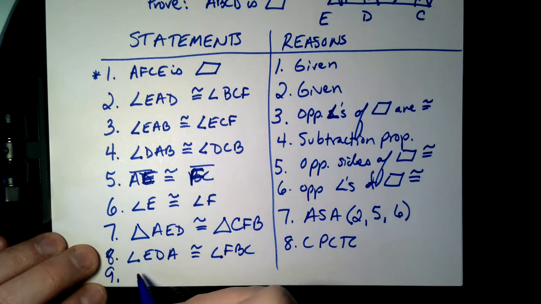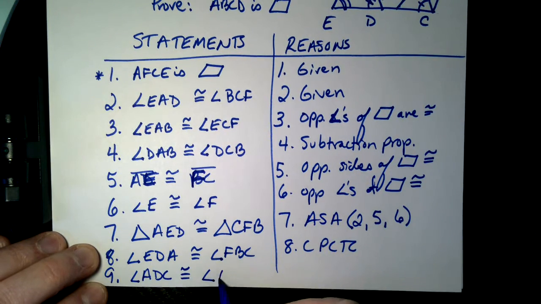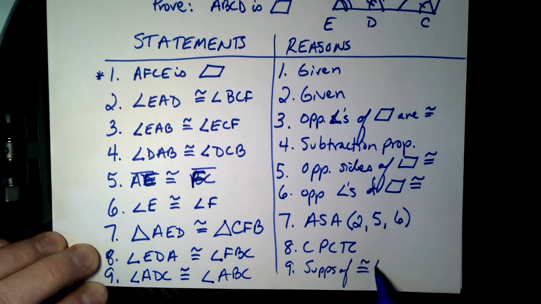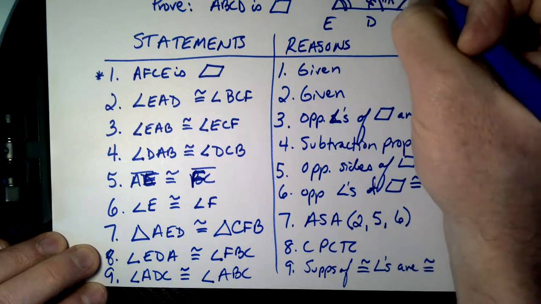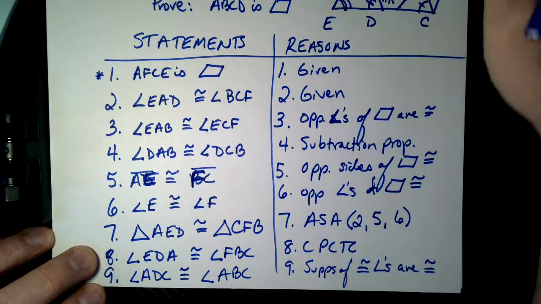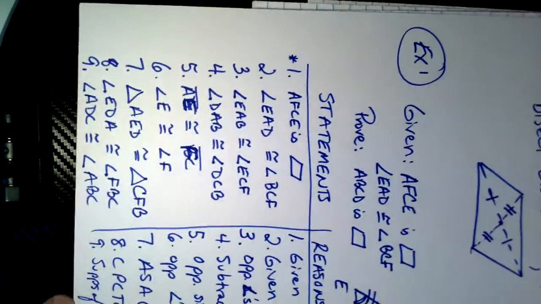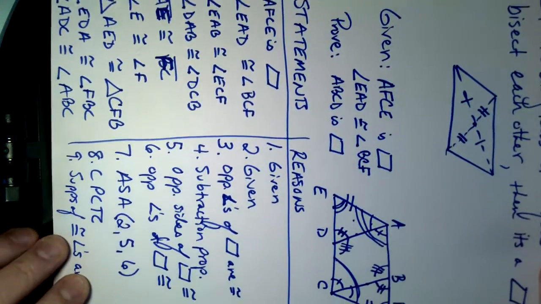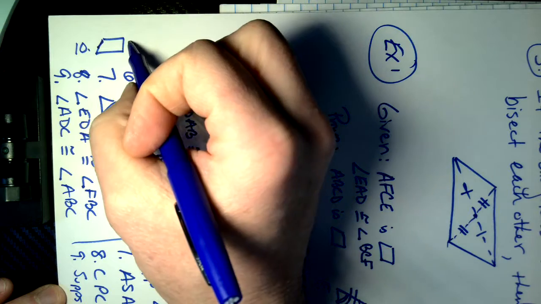Then I could say angle ADC congruent to angle ABC. Supplements of congruent angles are congruent. We got like every angle in the picture congruent now. So what I did is I proved these congruent in the triangles, and then I did the supplements congruent. Now I can end it. I got to turn it sideways though. I could say that, let's see the picture, ABCD, or I should do it this way.